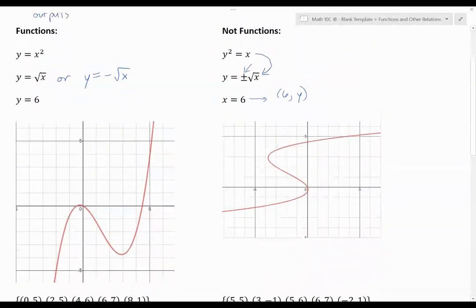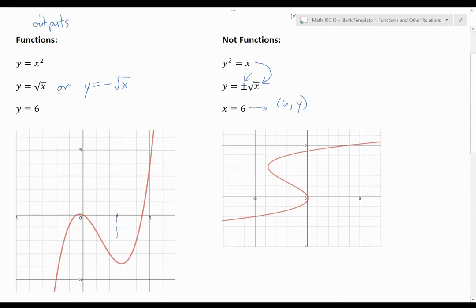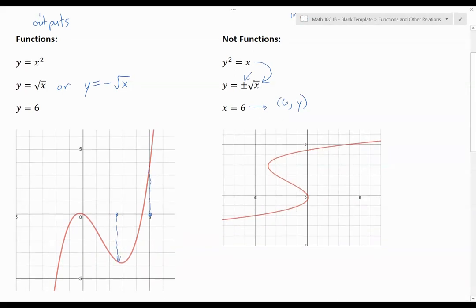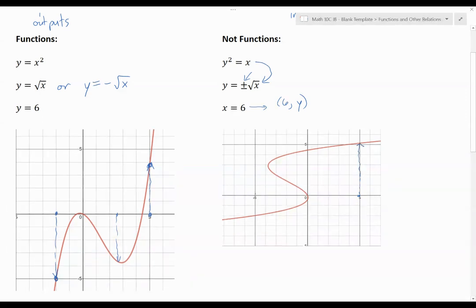Graphically, this one on the left is a function because no matter which input, no matter which x value I go to, I can only ever find one y value that corresponds to it. Here, there's only one y value that corresponds to it. Whereas in the second case, the graph on the right, if x equals 5, there is only one possible output. For an x input of negative 5, there's only one possible output.